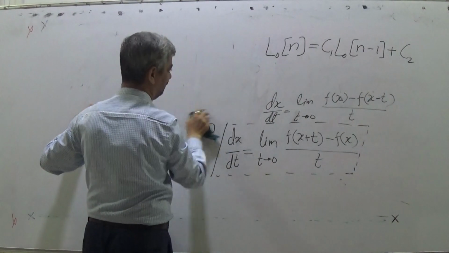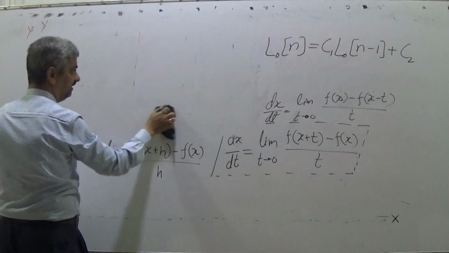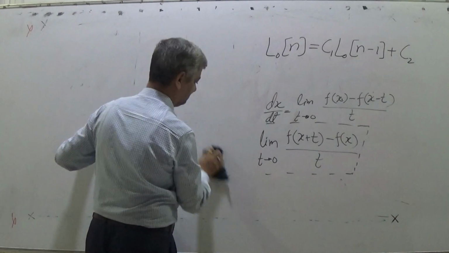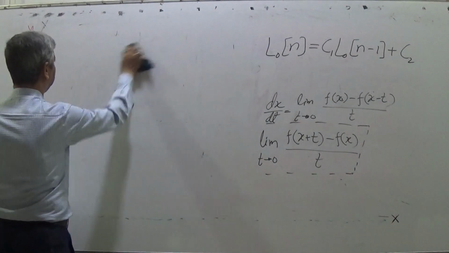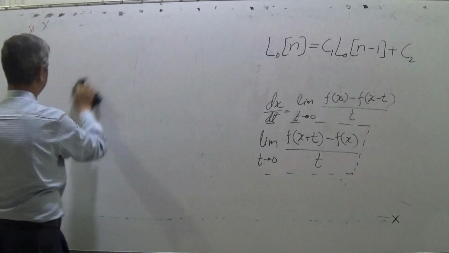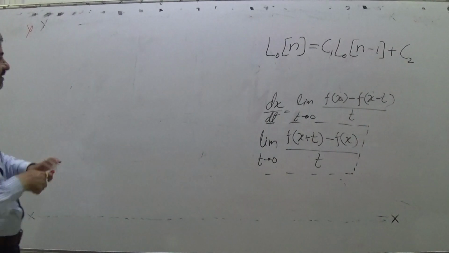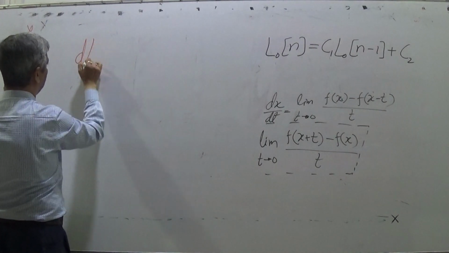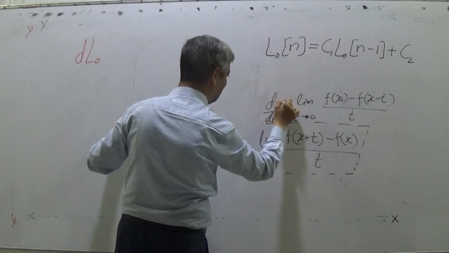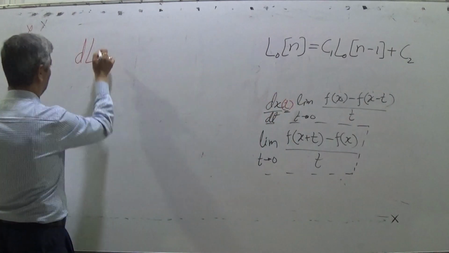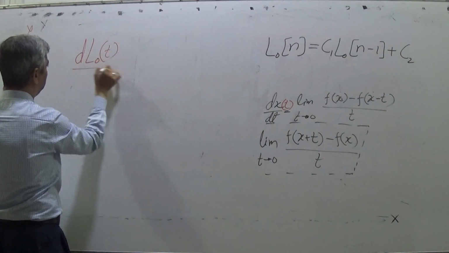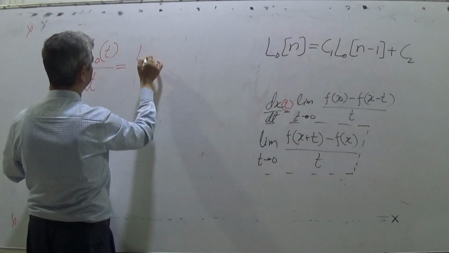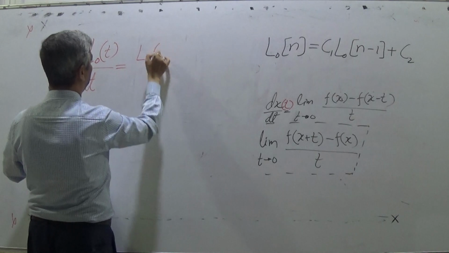dx by dt is equal to limit as capital T tends to 0 of f of x minus f of x minus t. So I can write, similarly, I am using dLO. It is actually x of t, but we may or may not use it. It is assumed that everything is a function of time. dLOt by dt is equal to LO.